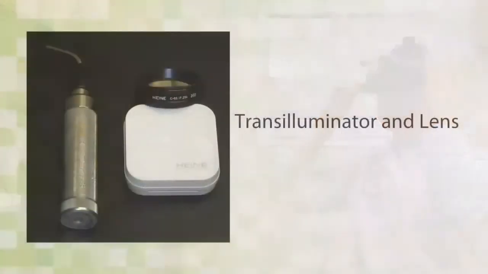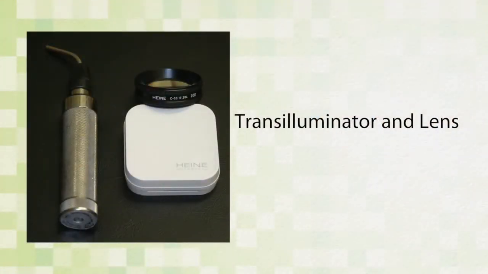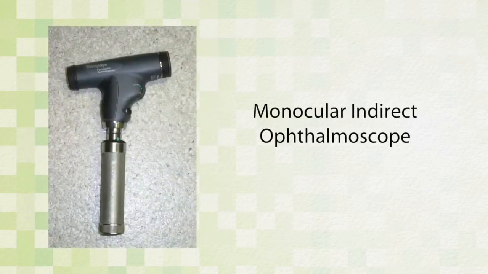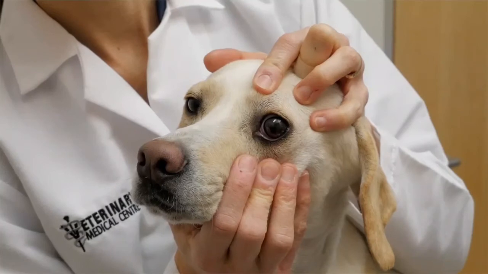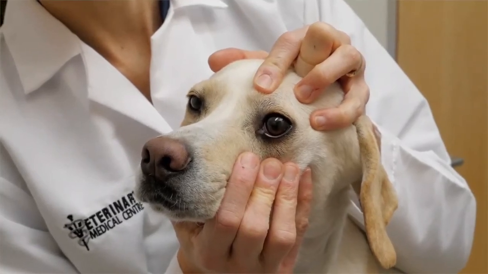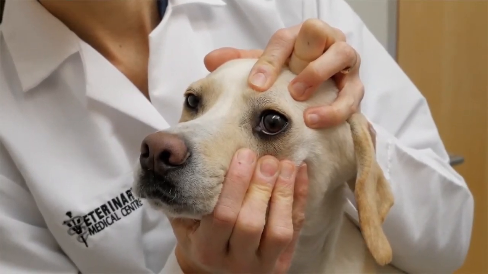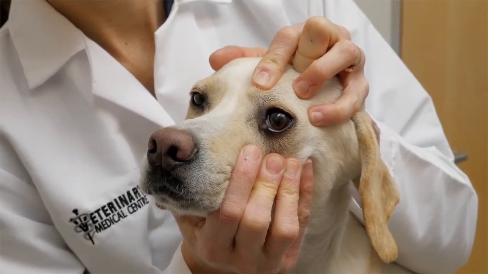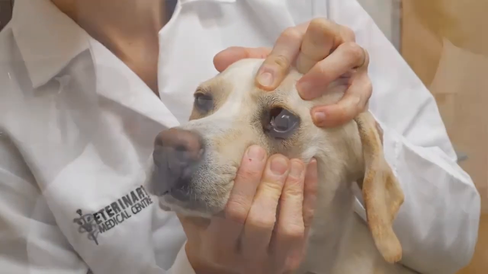Monocular indirect ophthalmoscopy is most commonly used in general practice and can be completed with either a handheld transilluminator and lens or a monocular indirect ophthalmoscope, i.e. a panoptic. To perform monocular indirect ophthalmoscopy with a transilluminator, an assistant is required to hold the animal's head and to help with eyelid retraction.